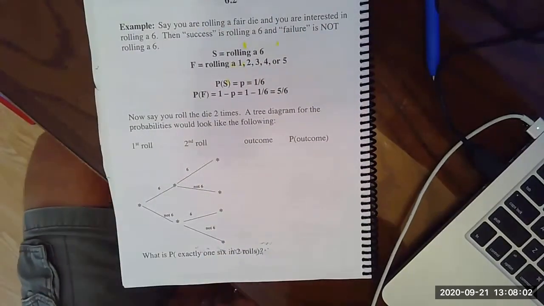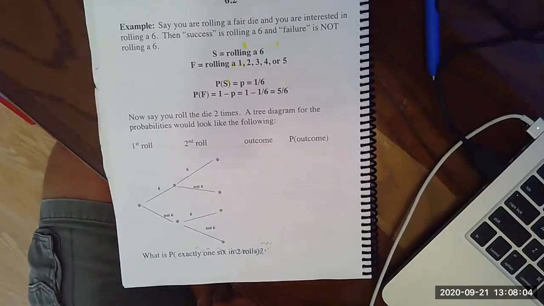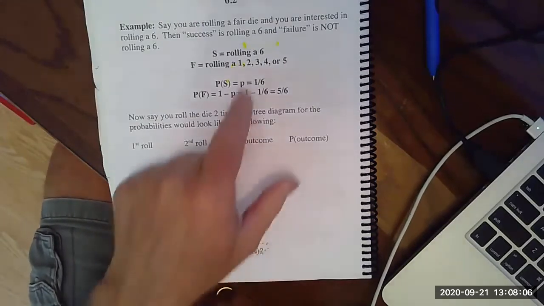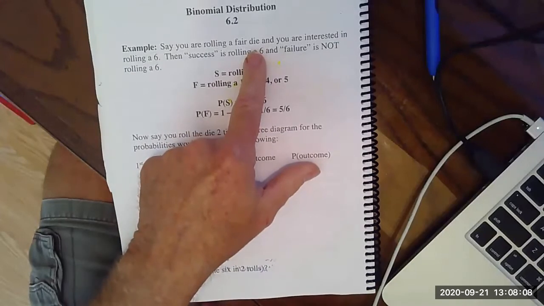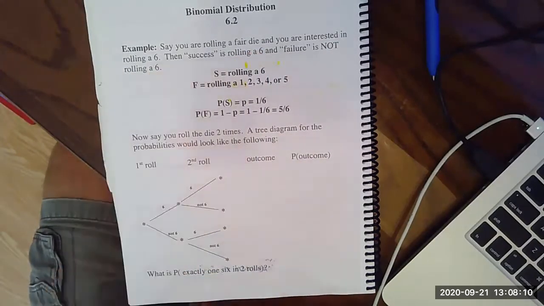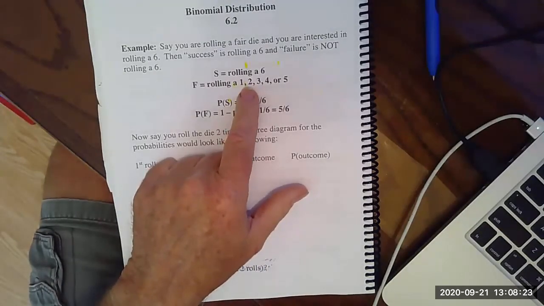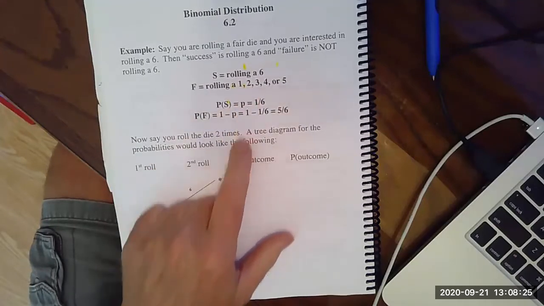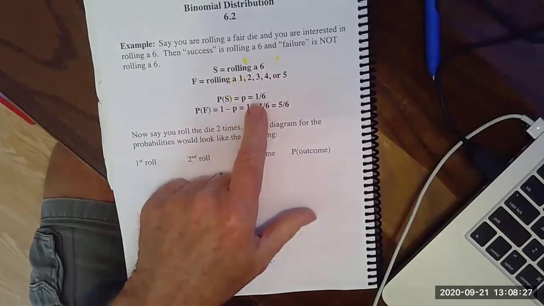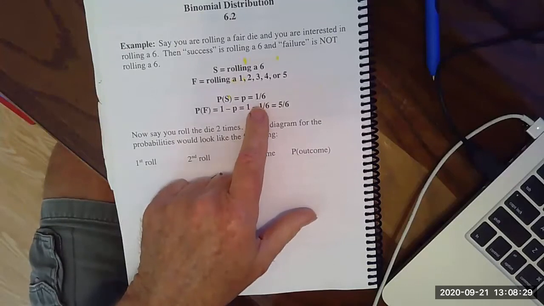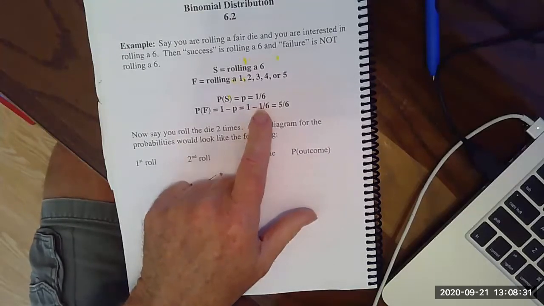Here's a tree diagram to remind you. Let's say you're going to roll a die. You're interested in rolling a 6, so that's called success. Getting a 6 is a success. Not a 6 is a failure. So success is rolling a 6, failure is all the other numbers. The probability of getting a 6, of course, is 1 out of 6. The probability of not getting a 6 is all the rest. It's 5 out of 6.